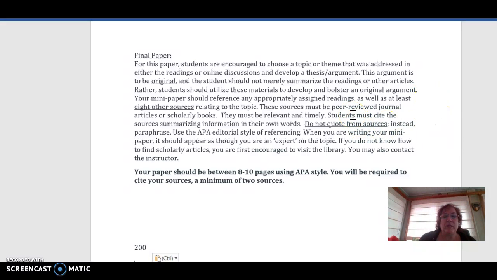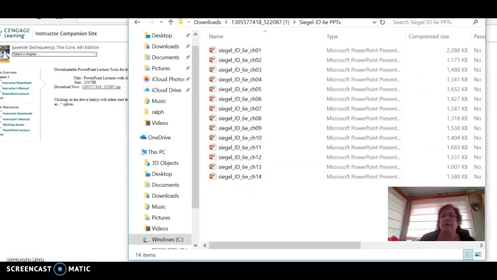Your paper should be between 8 to 10 pages using APA style. You will be required to cite your sources, a minimum of 2 sources. Keep in mind, 8 to 10 pages, remember, is not your cover sheet and not your cite sheet. It's the guts of your paper. Now, you have an awful lot of areas that you can write on, so let's look at those.